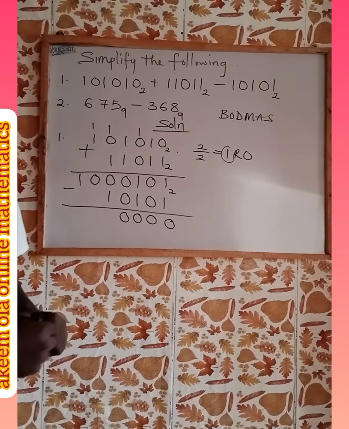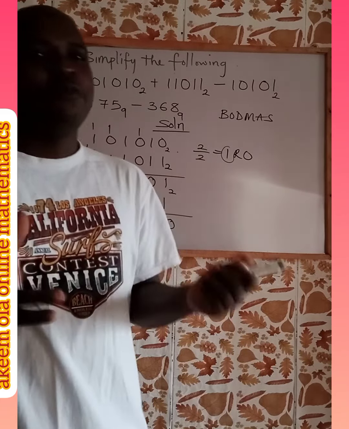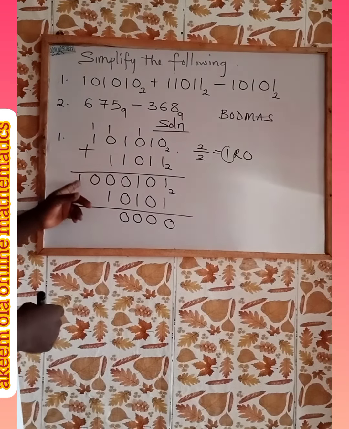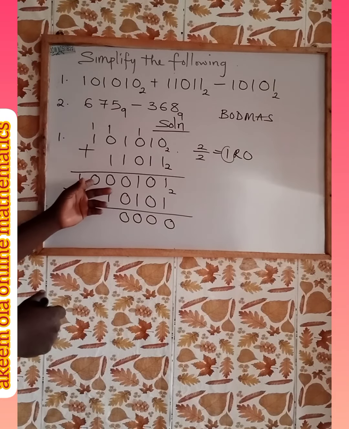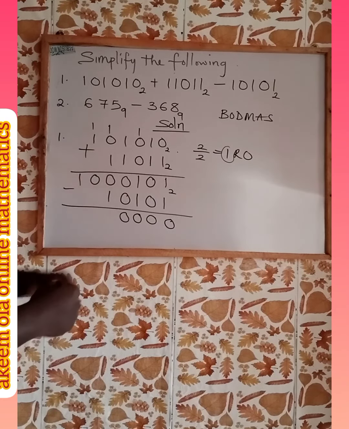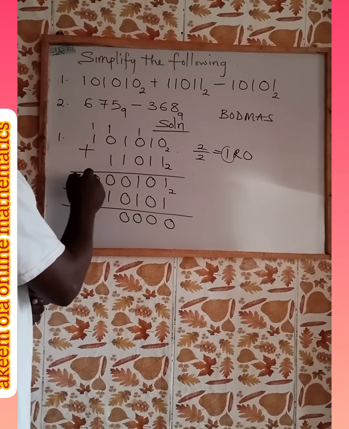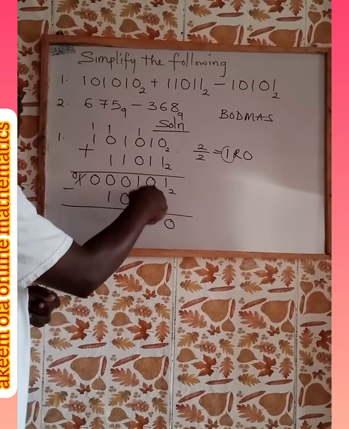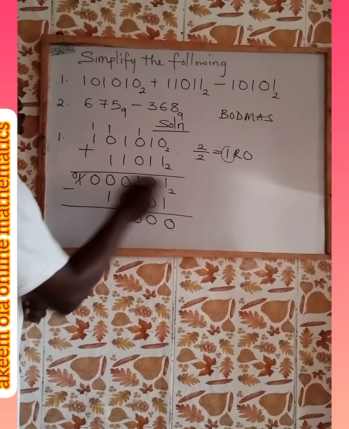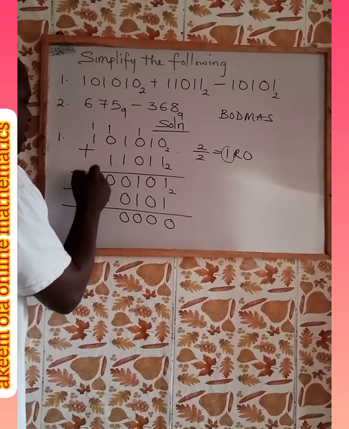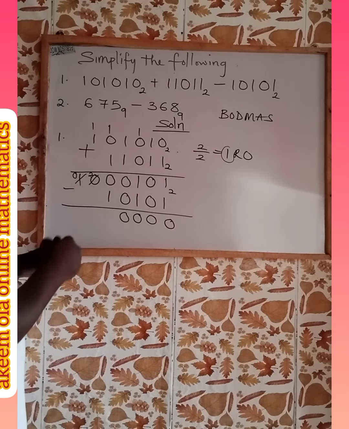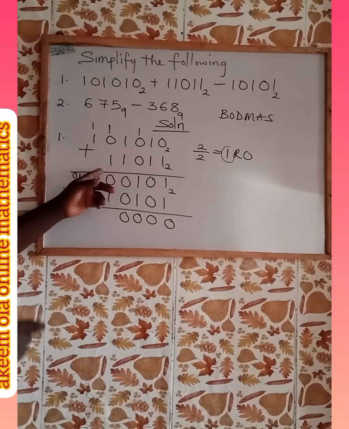0 minus 1 is obviously impossible. So we are going to borrow 1 from the other side, and there is nothing to be borrowed here, so we move to the other side. We borrow this 1. This one turns to 0. When the 1 comes to this side, because we are dealing with base 2, it becomes 2. 2 plus 0 will give us 2. So this one is out of it. We have 2, but that is not where we are going. We are moving to this side.